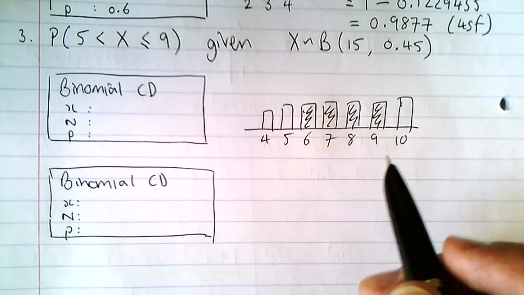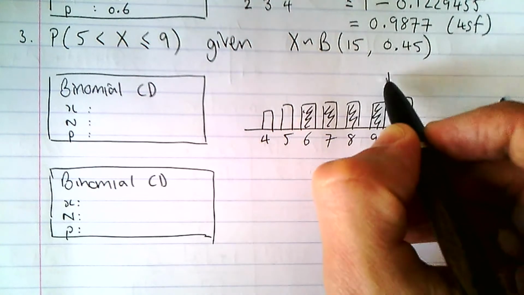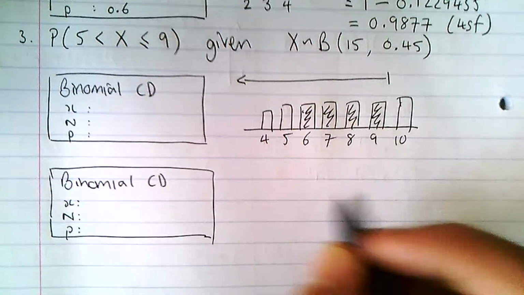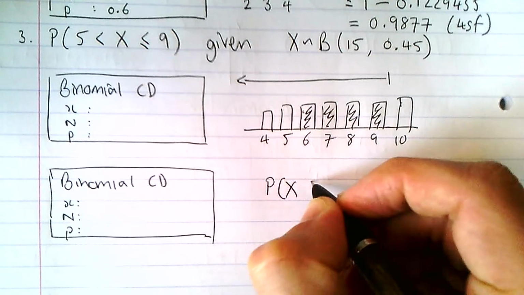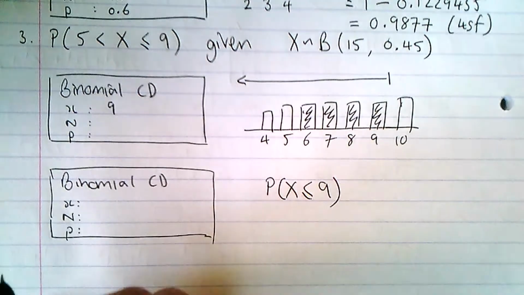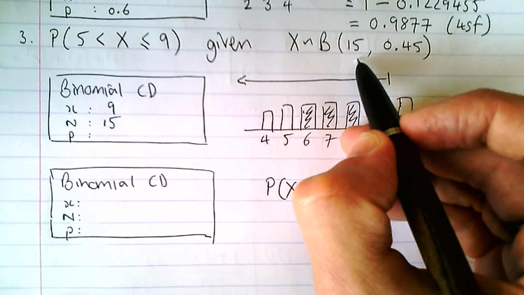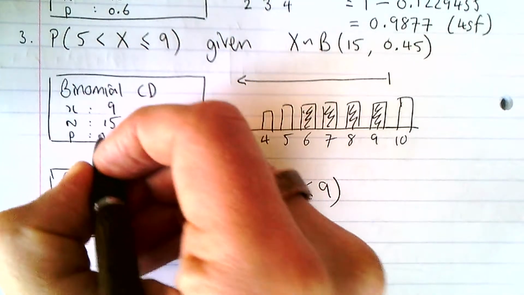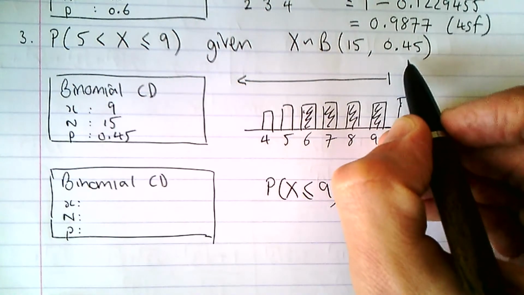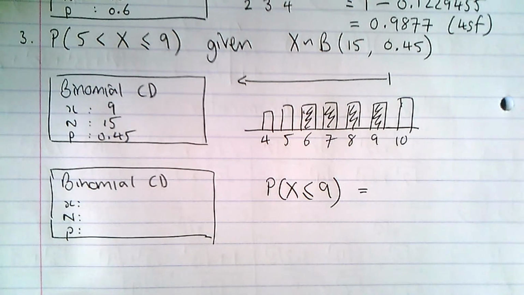So what we need to do is use our calculator to work some things out. What I'm going to work out first is what 9 and below would be. So the first thing is the probability that x is less than or equal to 9. Into your calculator you're going to put my value of x as 9 because that's my upper limit. My number of trials here is 15, and we've got that from the statement about the distribution. And the probability of success is 0.45, because again that has come from our statement about the distribution. Now we can work that out. I'm just going to do that for you now. So upper limit is 9, number of trials is 15, 0.45.